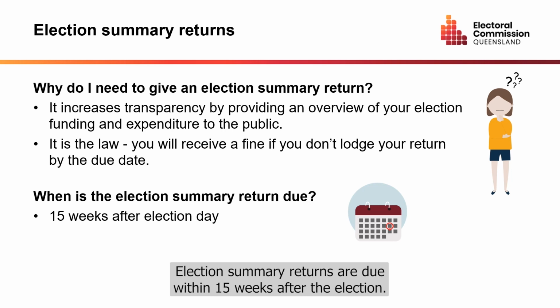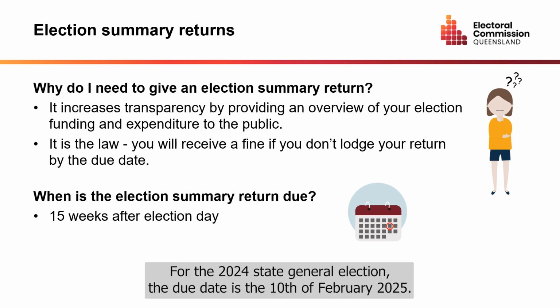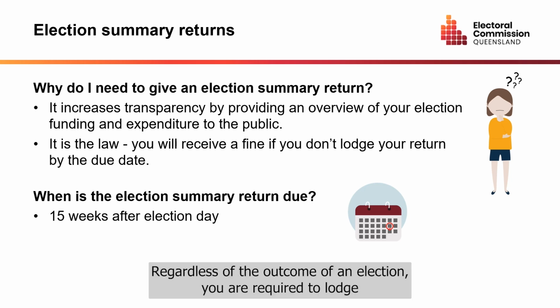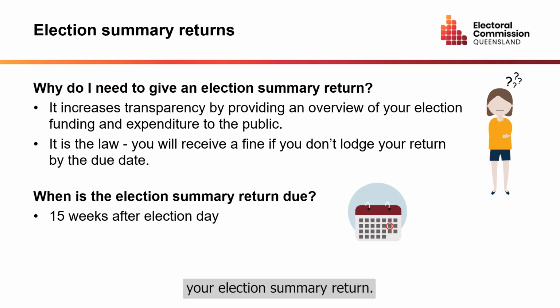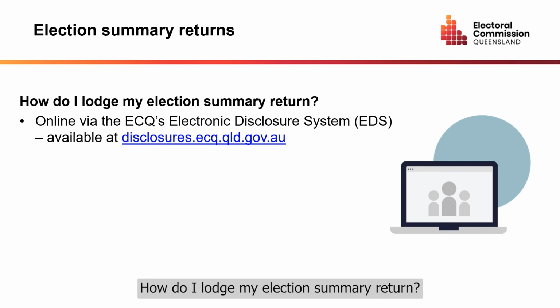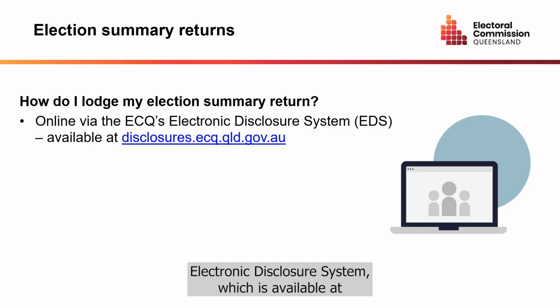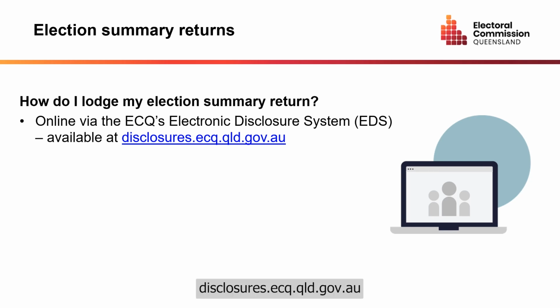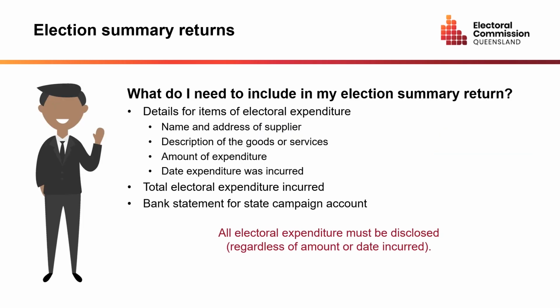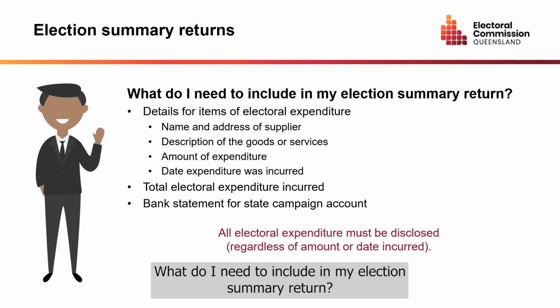Election summary returns are due within 15 weeks after the election. For the 2024 state general election, the due date is the 10th of February 2025. Regardless of the outcome of an election, you are required to lodge your election summary return. How do I lodge my election summary return? Election summary returns can be lodged online via the ECQ's electronic disclosure system, which is available at disclosures.ecq.qld.gov.au.